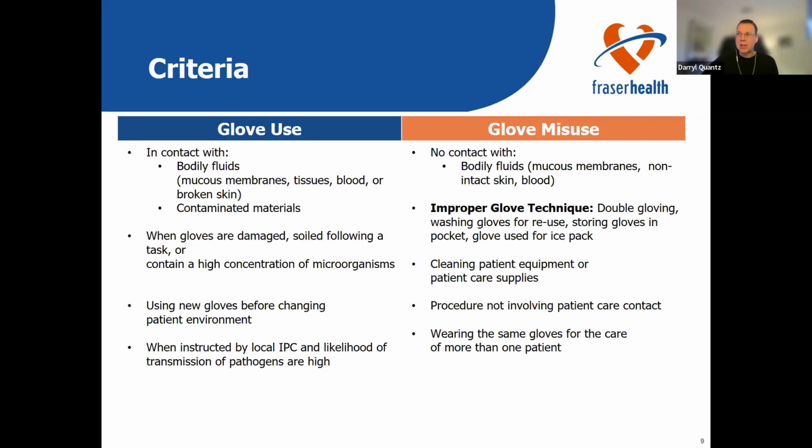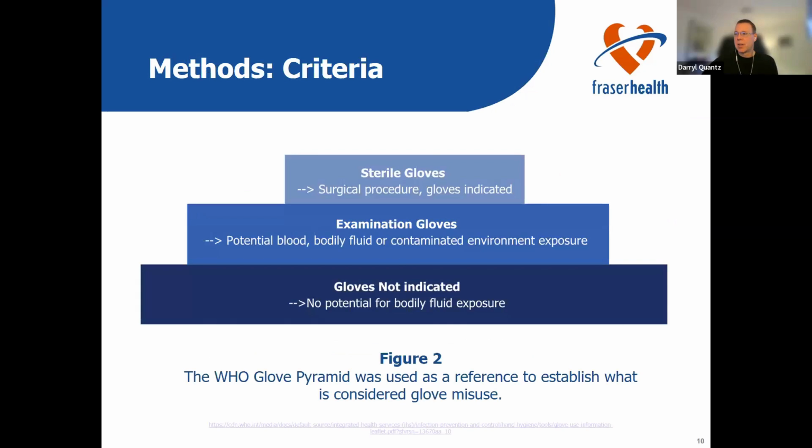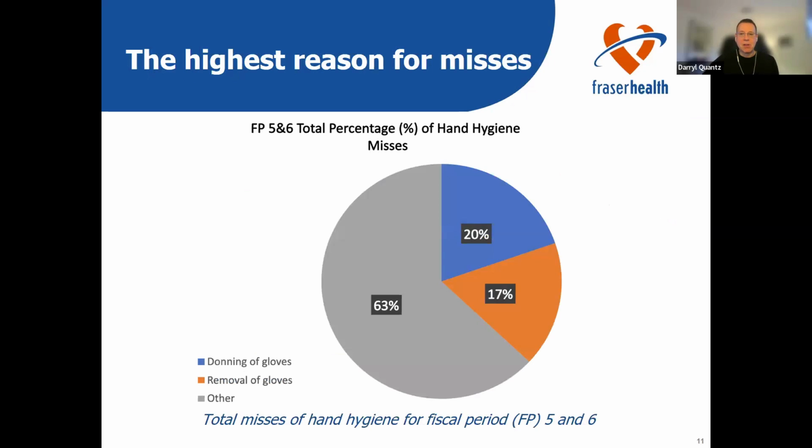Our hand hygiene students, as Nicola went over, got themselves up to speed on what is appropriate glove usage, and used the WHO glove pyramid as the criteria for how they coded glove misuse in their observations. They found that 37% of hand hygiene misses were associated with glove misuse in terms of the donning and removal of gloves. That was an important piece of information for us.